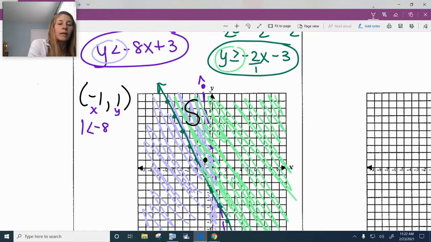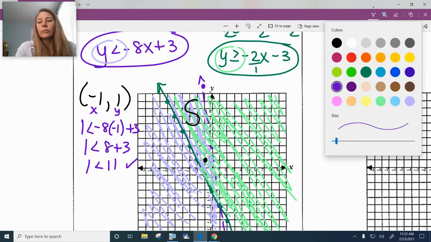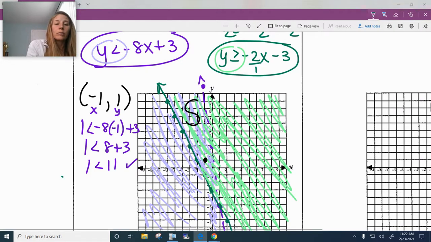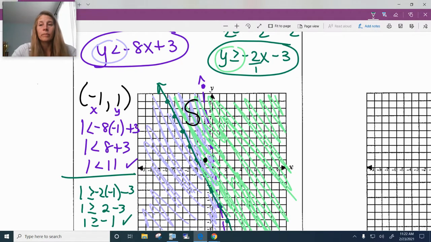And then I'm going to have -8 times -1, which is going to give me a +8, and 8 plus 3 is 11, and 1 is definitely less than 11. Then when I do my other one over here, I'm putting in the 1 for y, the -1 for x. Negative times a negative is a positive, and 2 minus 3 is -1, and 1 is greater than or equal to -1. So I'm good again there.